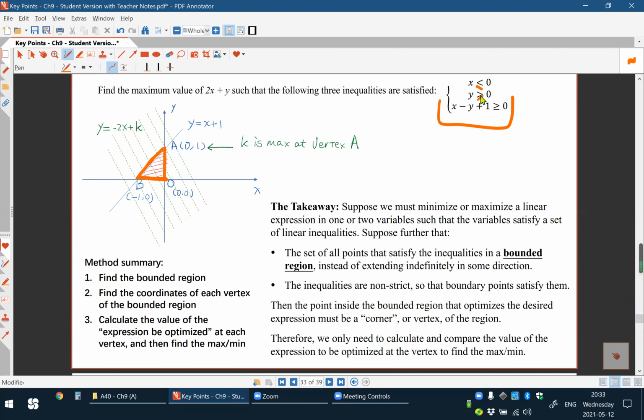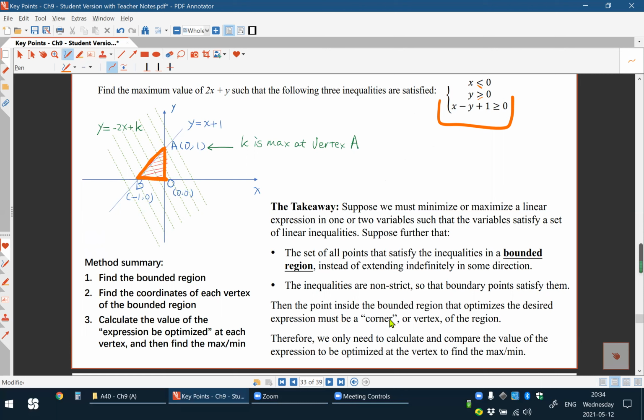Sorry, there is another typo. This should be equal to or smaller than, okay? Just make the correction by yourself. Otherwise, x cannot reach 0, okay? This should be equal to or greater than. So just put the equality sign as well.